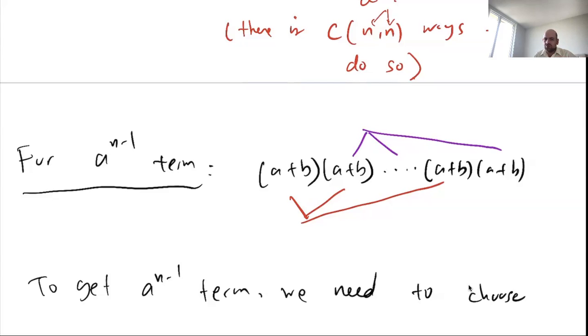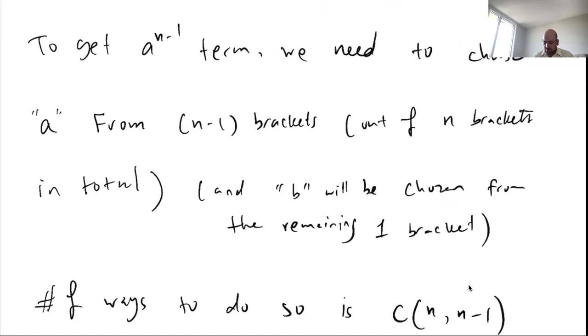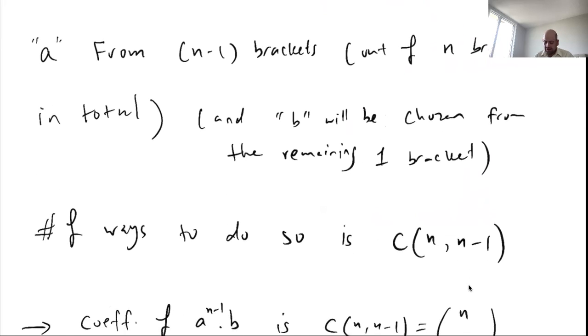But in this case, you want to choose n minus 1 brackets to choose a from them, and one bracket to choose b. And in all such cases, we get an a to power n minus 1 times b term. How many ways can we do so? The number of ways to choose n minus 1 brackets out of n brackets.